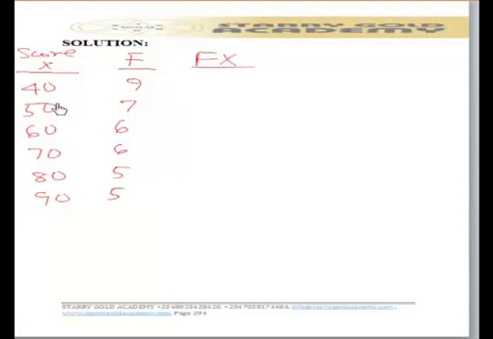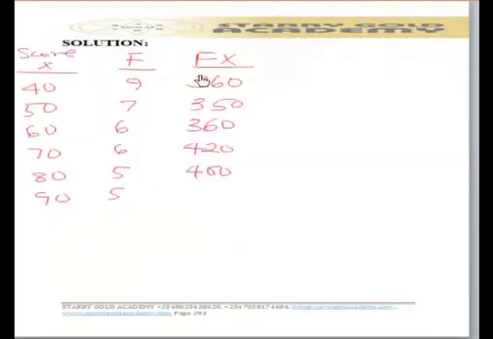We have 40 times 9, which gives us 360. We have 50 times 7, that's 350. We have 60 times 6, 360. 70 times 6, that's 420. We have 80 times 5, that's 400. Then we have 90 times 5, which is 450.